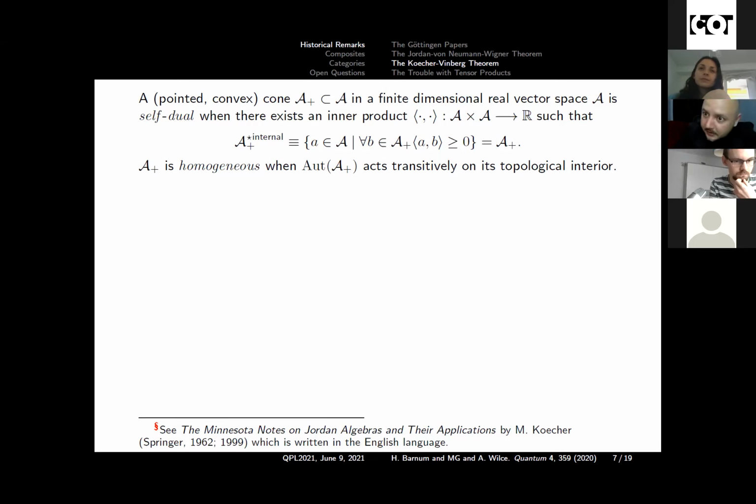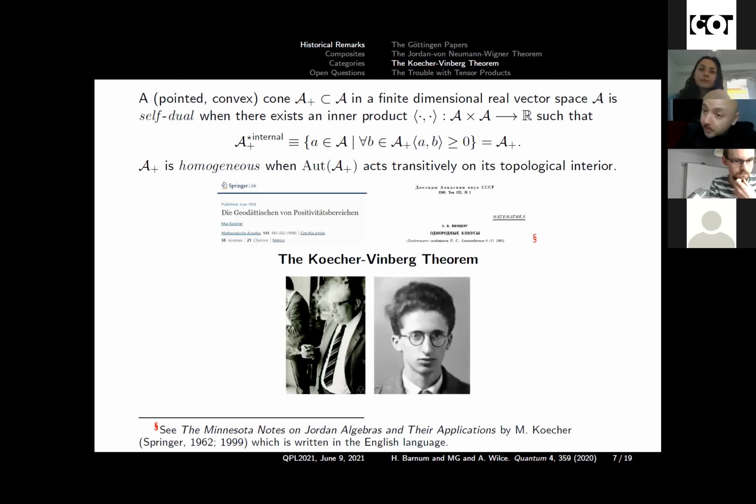These have been classified independently by Koecher and Vinberg. So A plus is homogeneous and self-dual if and only if A is a Euclidean Jordan algebra. So these are the only ones. These are the only homogeneous self-dual cones.